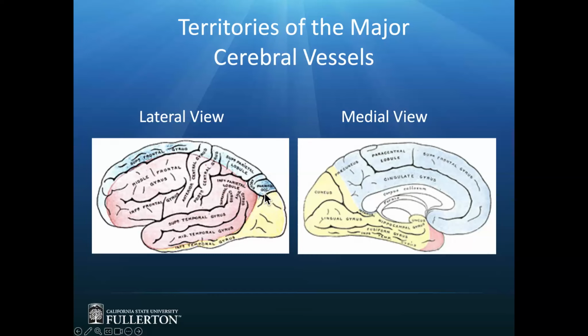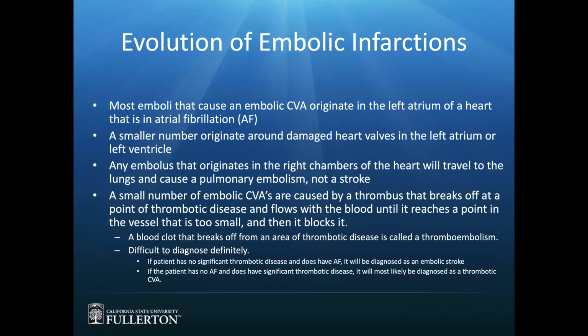And then the posterior cerebral artery provides blood to everything that's yellow here. And this is including the primary visual receiving area and the secondary visual receiving area. So people who have strokes here will have a contralateral loss of a visual field. Not so much language and speech, though. All right. So now you know the route.